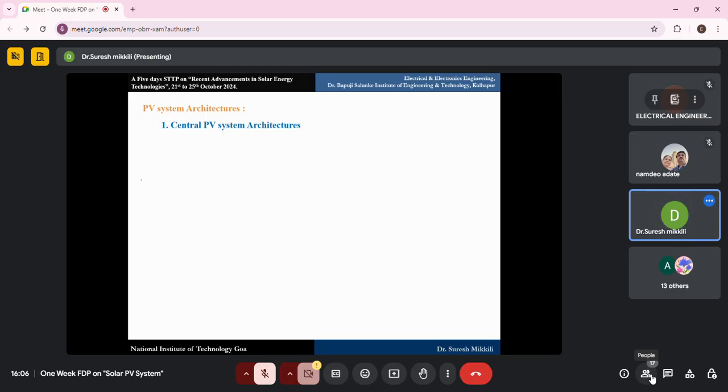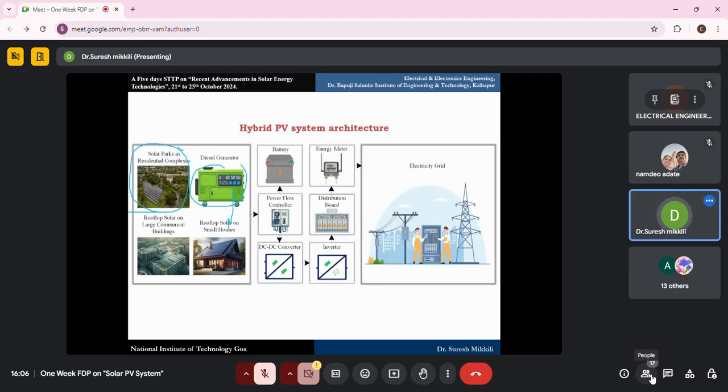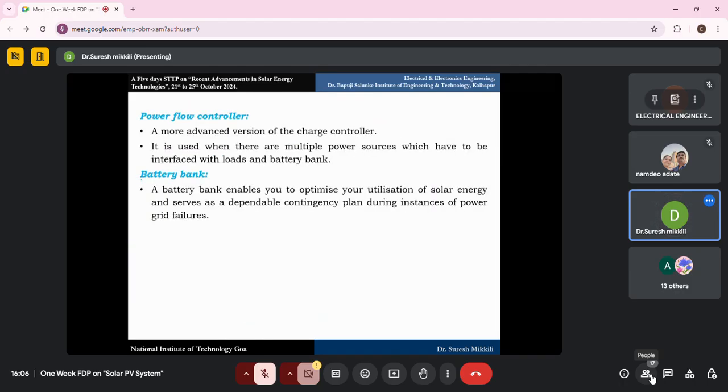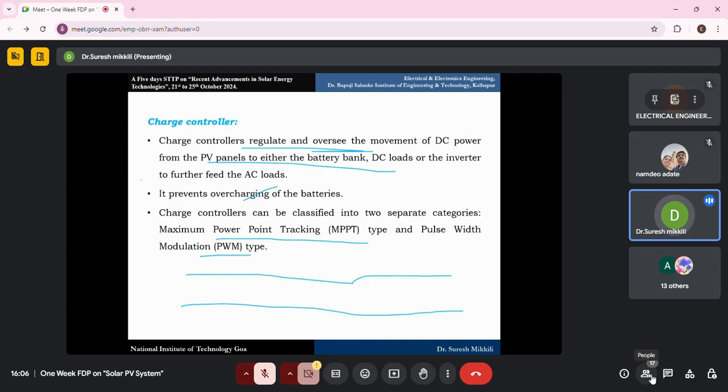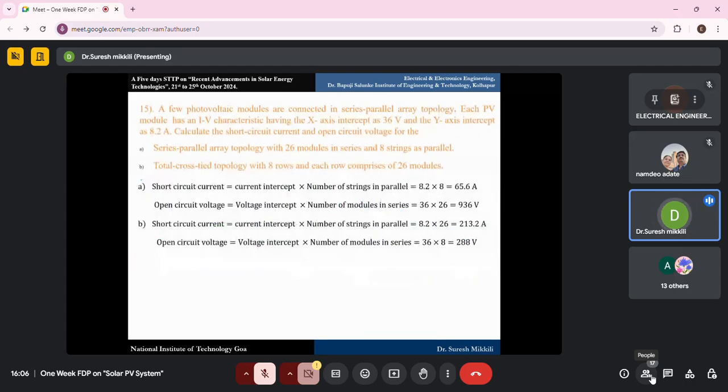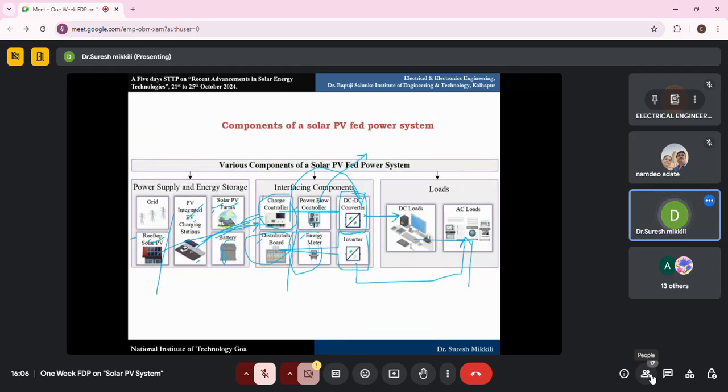Okay. We have central PV architecture, we have a string architecture, and we have a multi-string architecture. Fine, we have 3 different ones. See, try to understand. These are the PV components we have. What is that? Power supply, interfacing, and different loads are there.